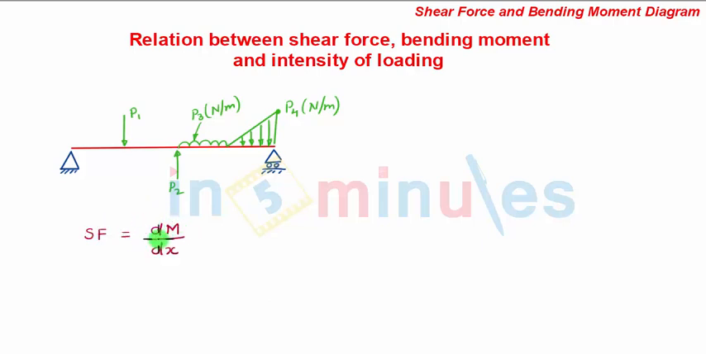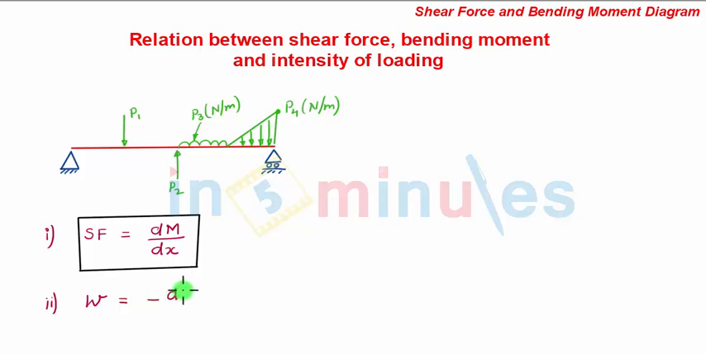For these beams, we have relation between shear force and bending moment as shear force SF is given as dM by dx, meaning that the rate of change of bending moment along the x direction is equal to the magnitude of the shear force. Or in other words, we can say that the slope of the bending moment diagram is equal to the magnitude of the shear force. So this is our first relation.